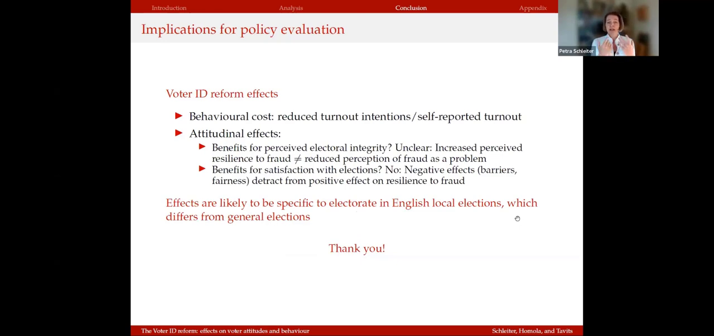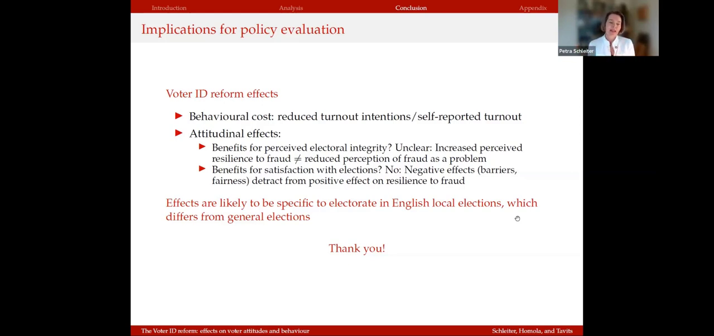In terms of behavioral effects, and this is obviously subject to further work on verified turnout, there seems to be a behavioral cost. There seems to be a cost of the voter ID reform in terms of reducing turnout intentions and self-reported turnout. In terms of the attitudinal effects, we asked, were there benefits that the government intended for perceived electoral integrity? And I think the answer here is a little bit unclear, because on the one hand, we see the perceived increased resilience to fraud, but then at the same time, we see that voters perceive fraud as more of an issue.